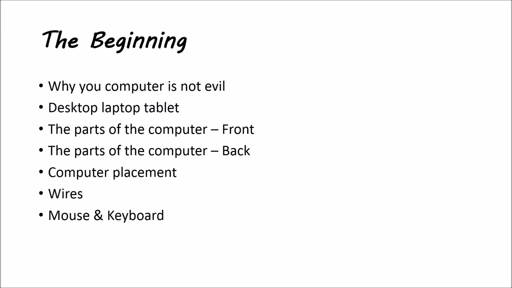So in the course at the beginning, we learned why your computer is not evil. We learned about desktops, laptops, and tablets, and why they're different, how they're different. We learned about the parts on the front and the back of the computer. We learned about computer placement, what is good and what is not good. We also learned about wires, your mouse, and keyboard. Just kind of to get you started.